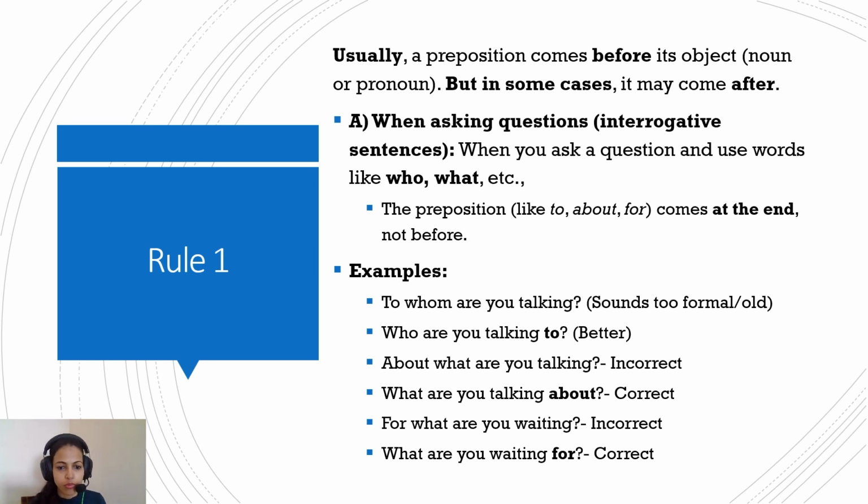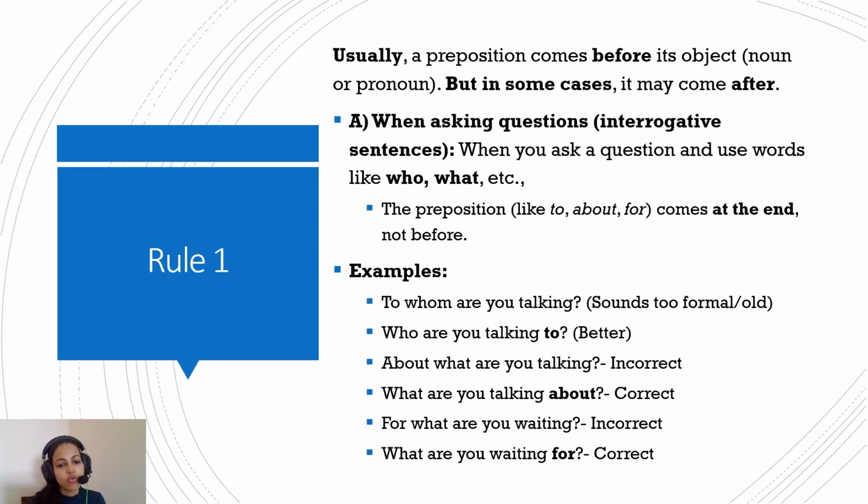Let's have a look at some examples. So suppose you want to ask who are you talking to. So framing this question like to whom are you talking, if you think that the preposition to must come before only, na? So you will place to before whom and you will say to whom are you talking. It doesn't sound very right. It might not be grammatically incorrect completely, but it doesn't sound right. To whom are you talking?